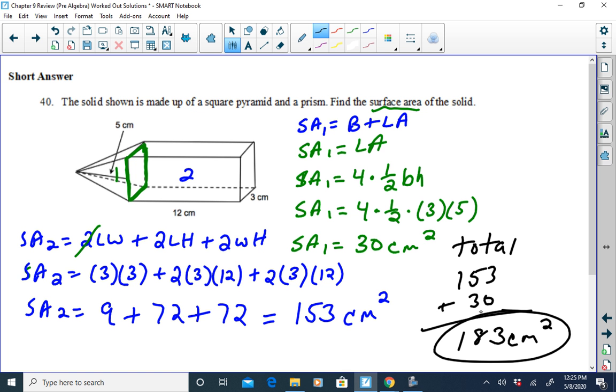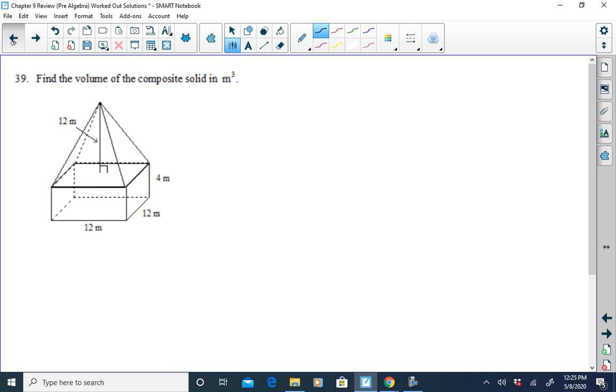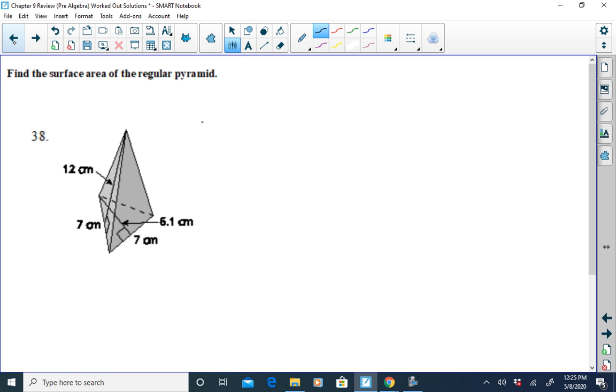Okay. Can we do 38? I can't hear you. Can we do 38? 38, absolutely. All right, so let's scroll back to, yeah, okay, 38 is, we're looking for the surface area of a triangular pyramid this time.